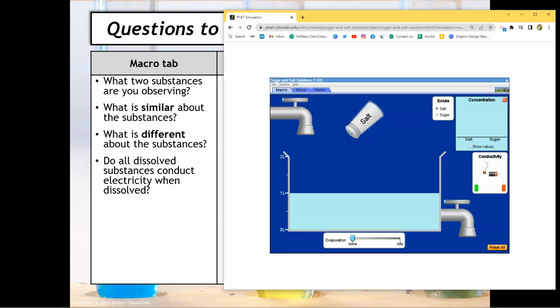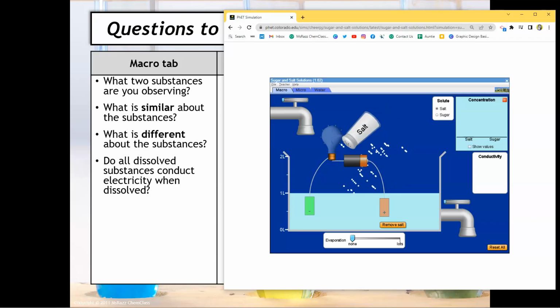In terms of differences, it would be helpful to drag out the conductivity tester. When you drag out the conductivity tester, you can move these if you want, but you do want to make sure both electrodes are in the solution. So I'm going to add some salt first. As I add salt and continue to add it, hopefully you're starting to notice that the light bulb is starting to glow brighter. You see those lines getting longer and longer. It looks like I'm out of salt. So let's see if the same thing will happen with sugar.